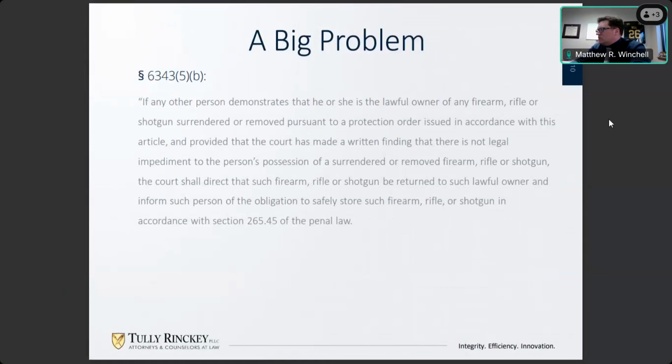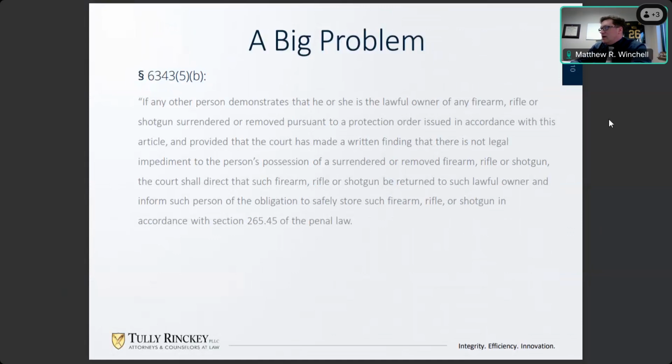So the section of the law reads, if any other person demonstrates that he or she is the lawful owner of any firearm, rifle, or shotgun surrendered or removed pursuant to a protection order issued in accordance with this article, and provided that the court has made a written finding that there is not a legal impediment to the person's possession of a surrendered or removed firearm, rifle, or shotgun, the court shall direct that such firearm, rifle, or shotgun be returned to such lawful owner and inform such person of the obligation to safely store such firearm, rifle, or shotgun in accordance with section 265-45 of the penal law. That is a mouthful of words.